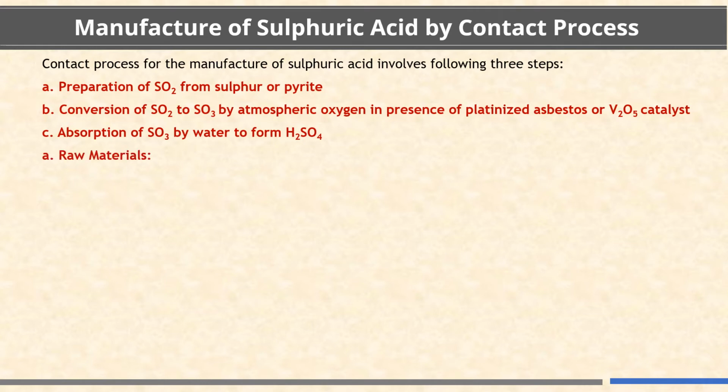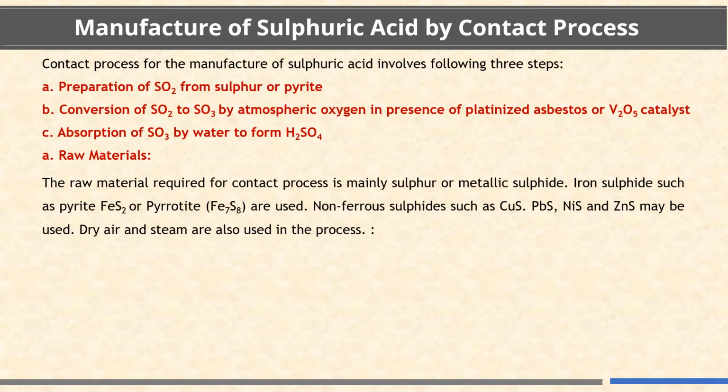Let us consider raw materials. The raw material required for contact process is mainly sulfur or metallic sulfide. Iron sulfide such as pyrite FeS2 or pyrrhotite Fe7S8 are used. Non-ferrous sulfides such as CuS, PbS, NiS, ZnS may be used. Dry air and steam are also used in the process.